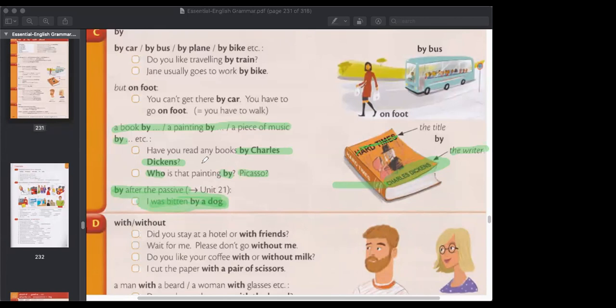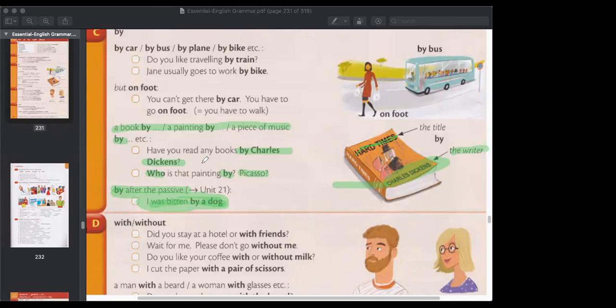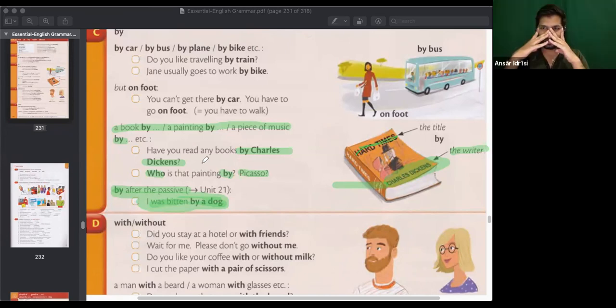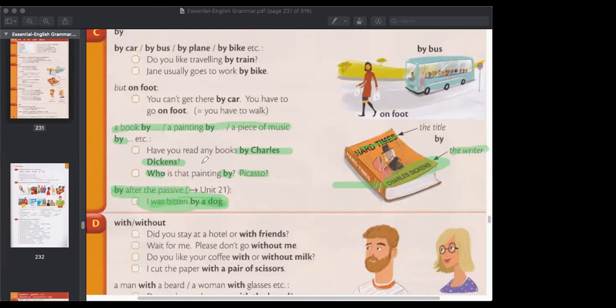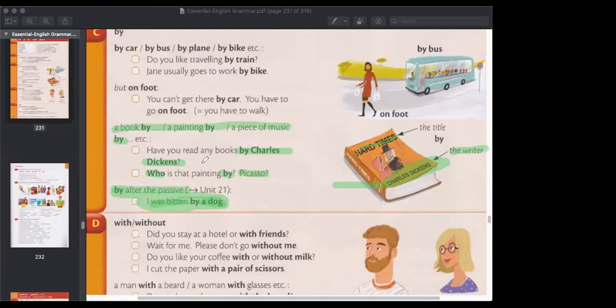The lecture decided by students. Yes. This information is given by the principal. Correct, by the principal. Yes, by. The rules given by the government. Correct, by the government.